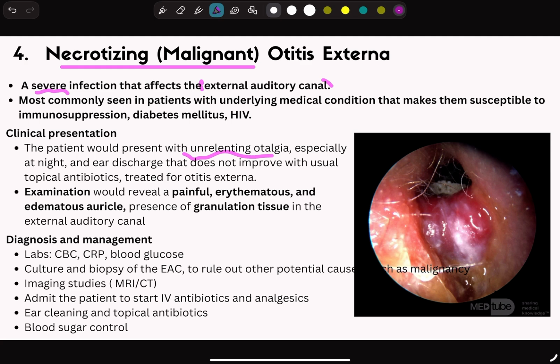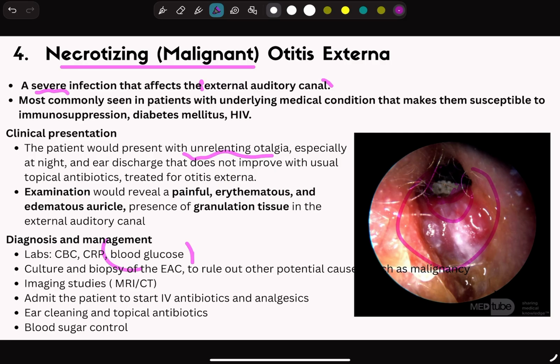On examination, when you put the otoscope, you will see discharge and granulation tissue inside. That is very, very classic for this type of infection. These patients need to be admitted. Blood tests like CBC, inflammatory markers, and blood sugar are very important, because as we said, diabetic patients will commonly present with this condition, and we need to monitor their blood sugar, because that's what really put them at risk, right? We need to clean the ear, and take a biopsy of the tissue to rule out other conditions like cancer.